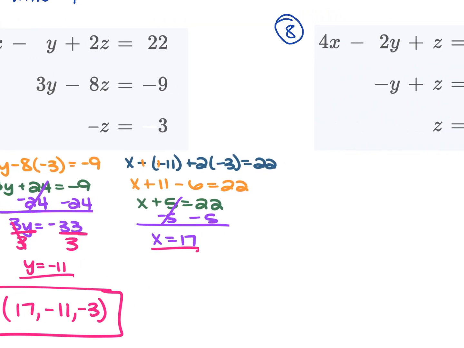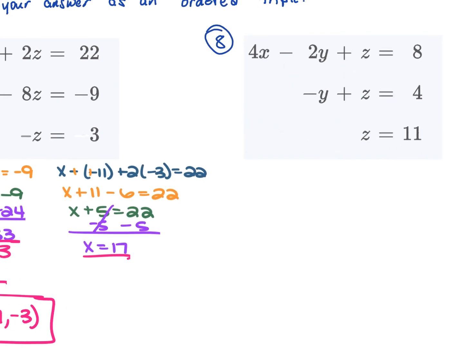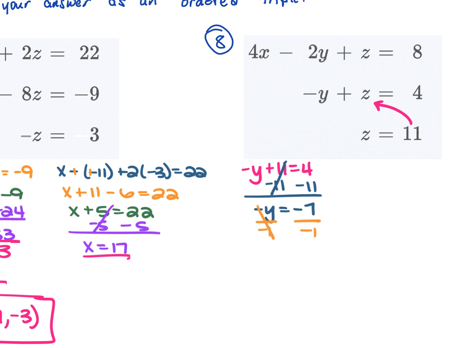For number 8, we have 4x minus 2y plus z is equal to 8, negative y plus z is equal to 4, and z is equal to 11. We're going to take that 11, plug it in for z in that middle equation, so that's going to give us negative y plus 11 is equal to 4. We're going to move the 11 over by subtracting it from both sides, so we get negative y is equal to negative 7. We divide each side by that negative 1, and we have that y is positive 7.